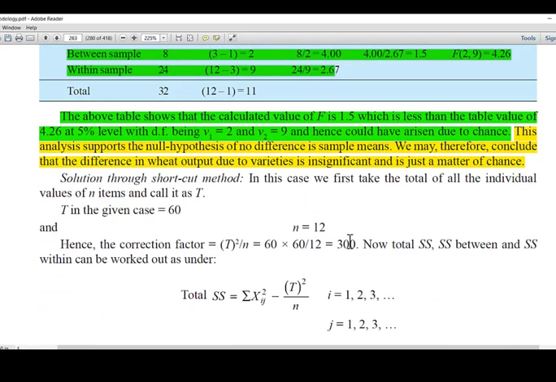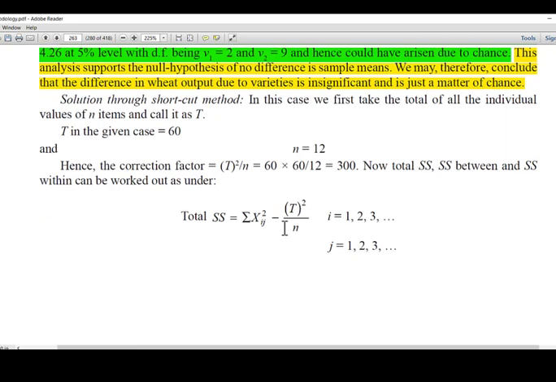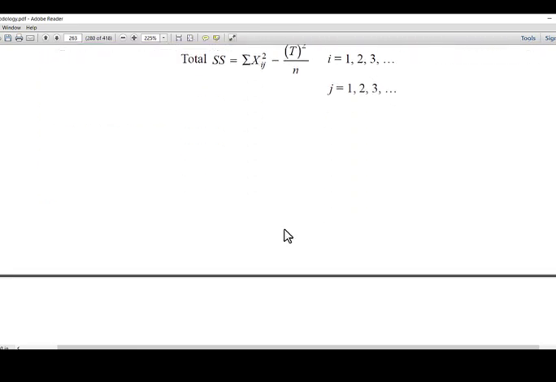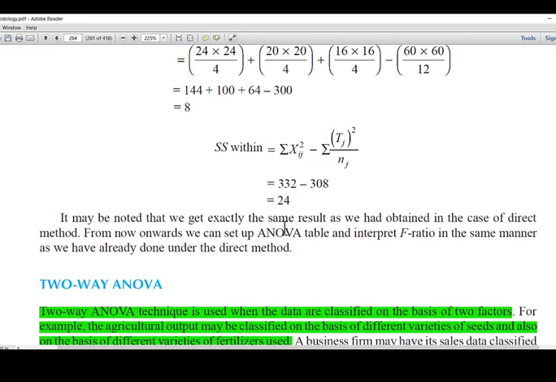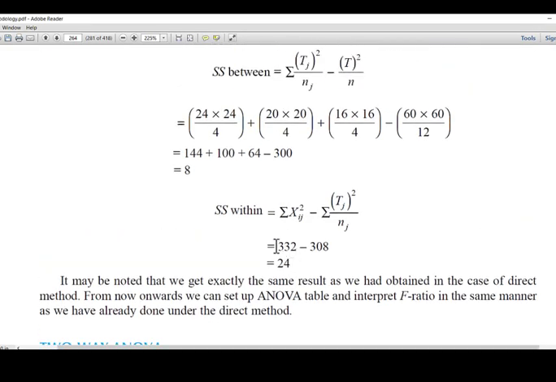Later the author has solved the same problem using the shortcut method. If you are interested, you can go through this. This is also simpler, and the results will be the same as the results obtained by the direct method.